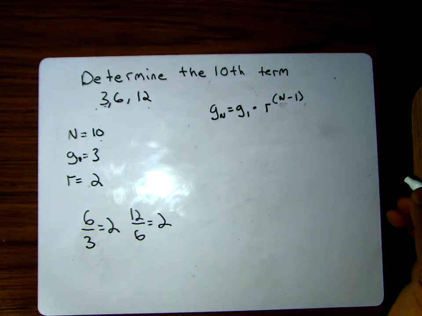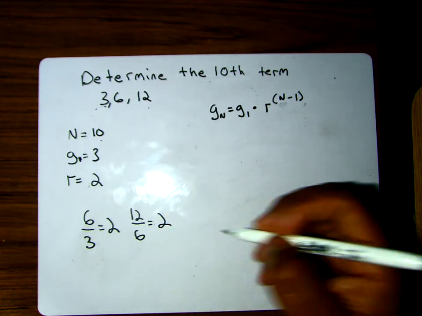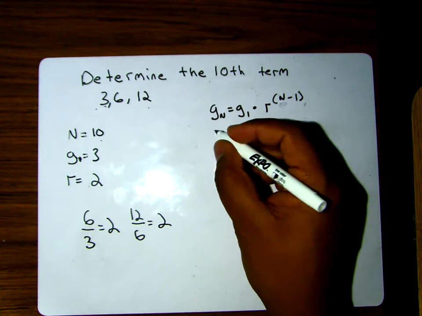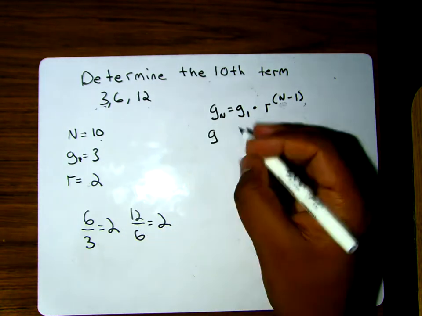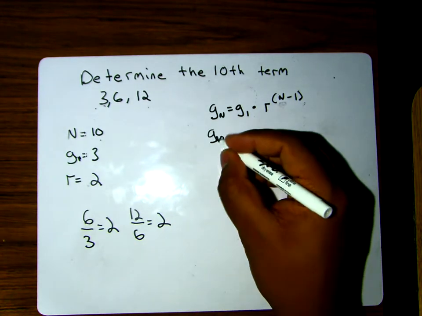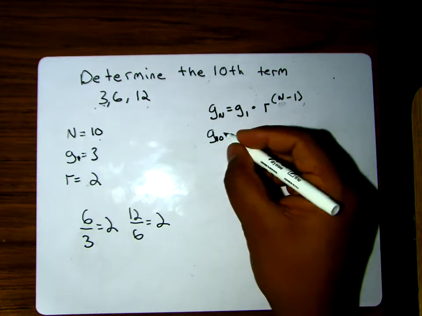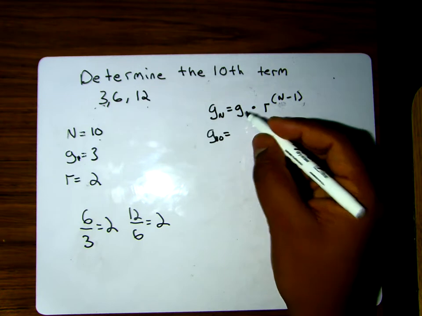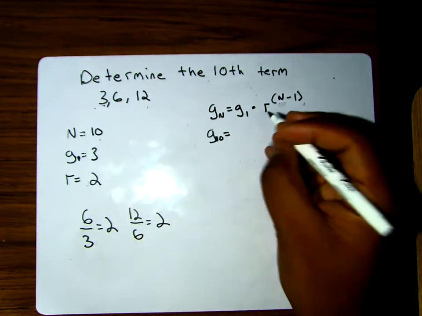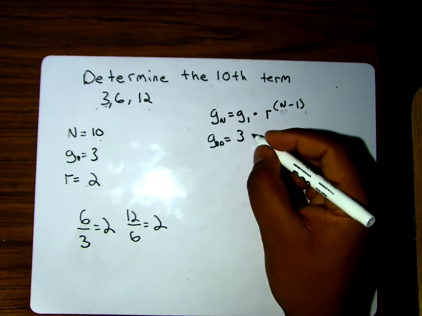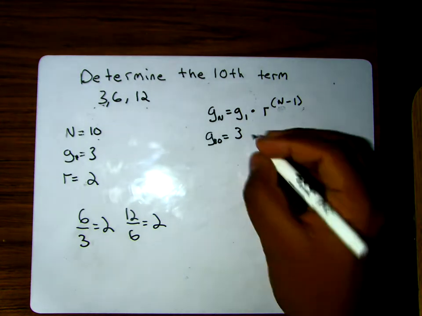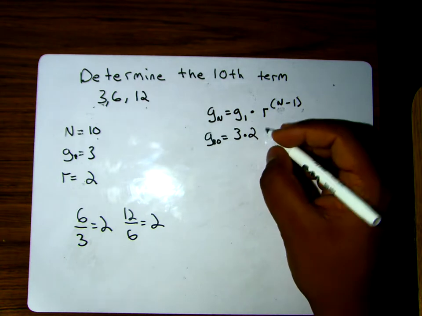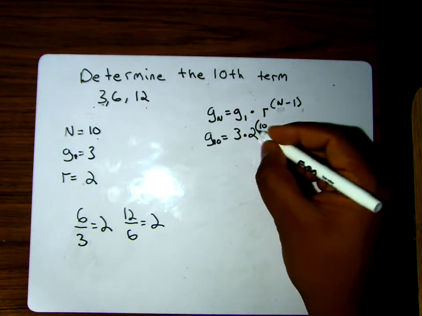The next thing you're going to do is take these numbers here and plug them in. That's our step 2. So for the G sub n, we're going to replace that n with 10. The G sub 1 is your first term, which is 3. We're going to put that here. We're going to multiply that times 2 raised to the n minus 1, with the n being 10.